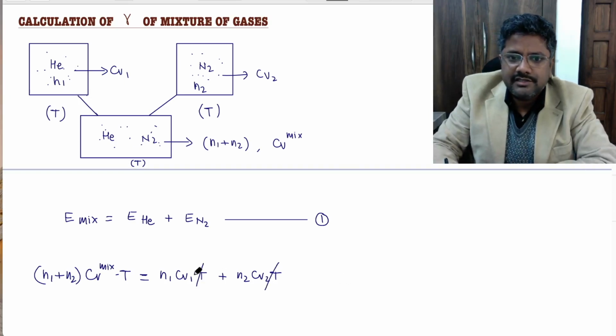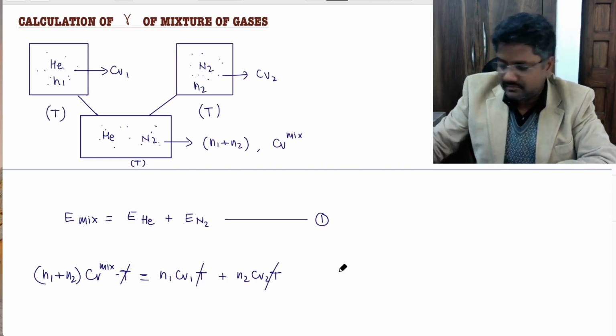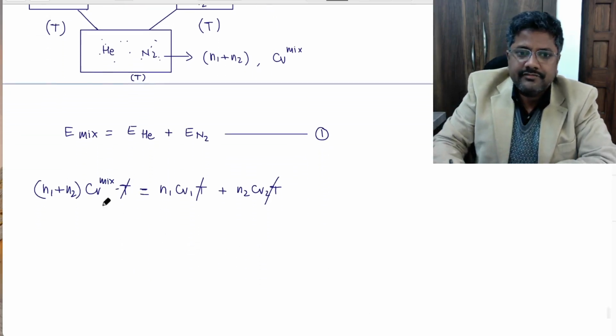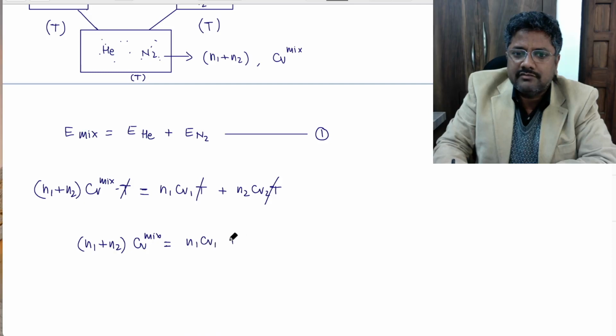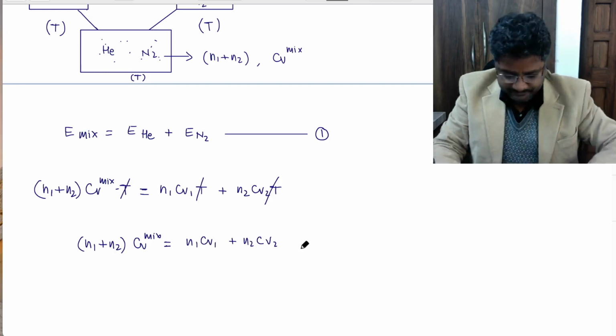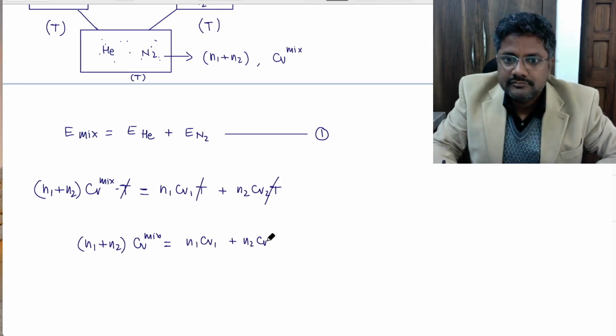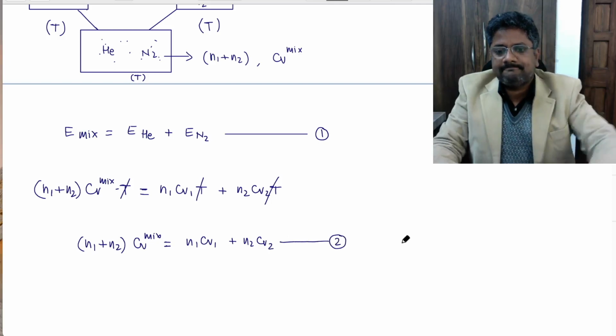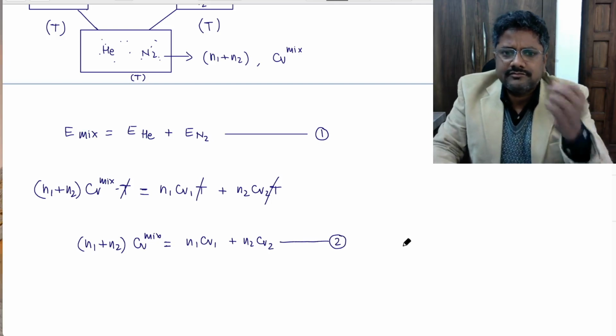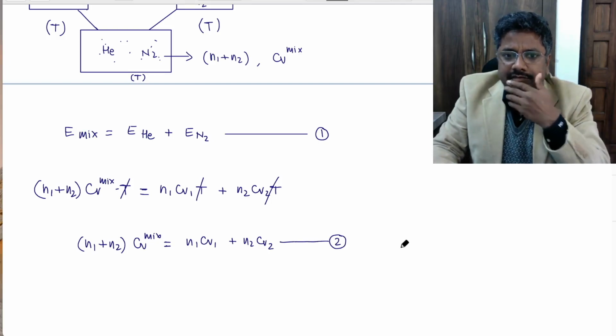Now see, this T and this T cancel. So you have (N1 plus N2) Cv mixture is equal to N1 Cv1 plus N2 Cv2. This is your equation 2, right? Any doubt? Very simple equation.